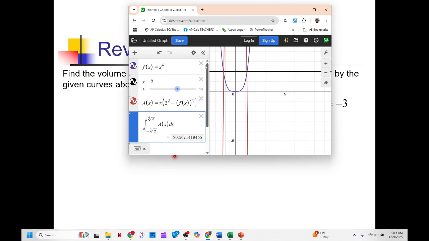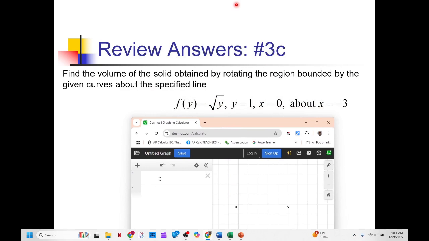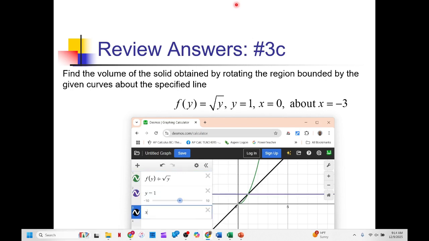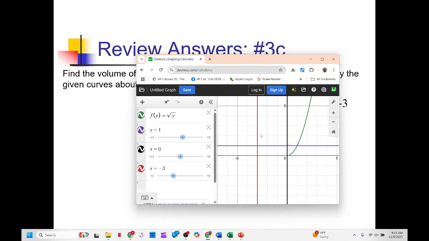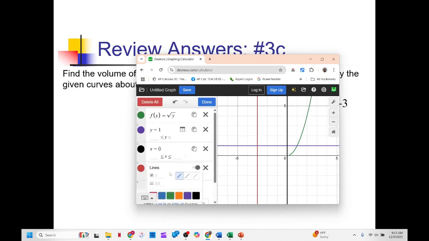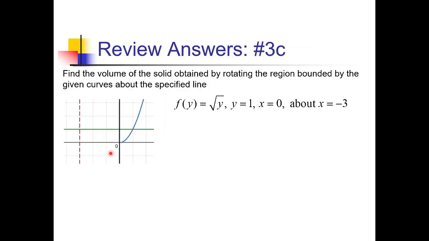So on Desmos, let's clear out all this garbage that's in there from before. So we've got f of y equals square root of y, sqrt of y. And then we have y equals 1, x equals 0, which is just the y-axis right here. And we've also got x equals negative 3, which, let me show you, if we move over a bit, there's negative 3. And if we really want to, we can make that like a dashed line just to show it's not actually part of the bounded region, it's an axis of revolution. So there was my picture. This is the bounded region, and I'm revolving this around this axis all the way over here.